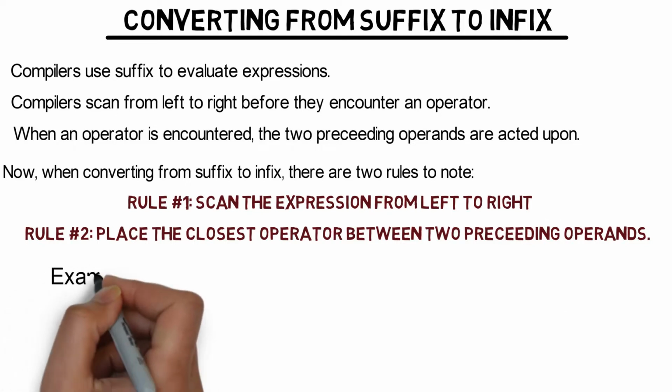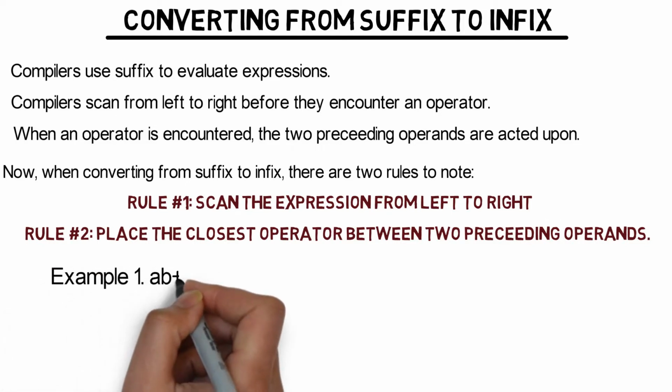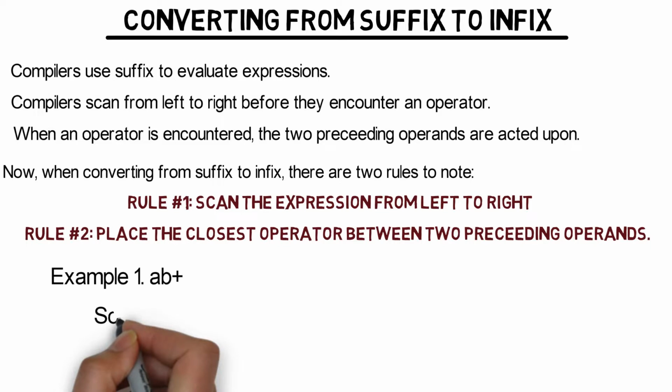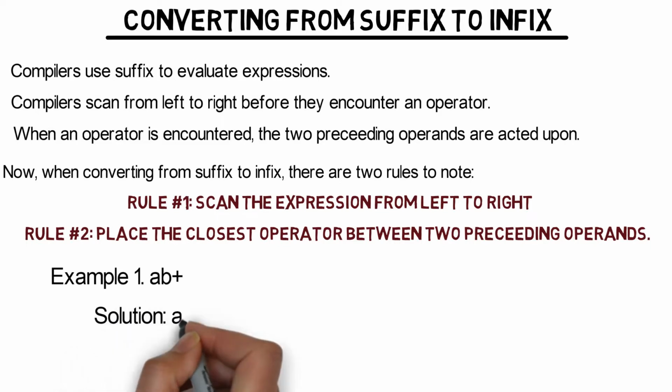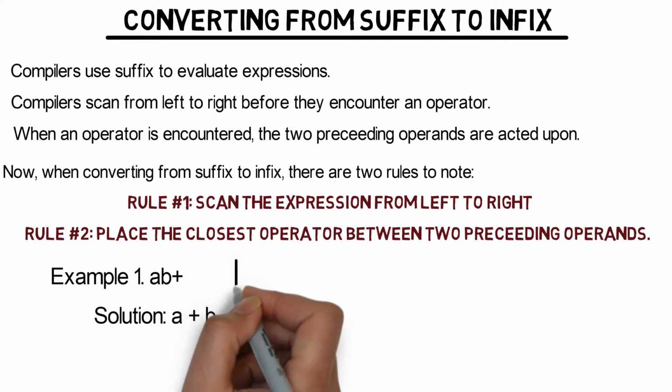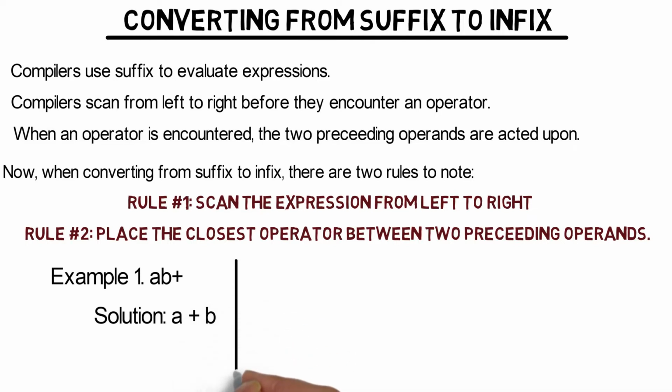Let's see some examples. Example 1. AB plus. The infix form becomes A plus B. So, as we can see, we moved the plus sign and placed it between the two preceding operands, that's A and B, as we have scanned from left to right.